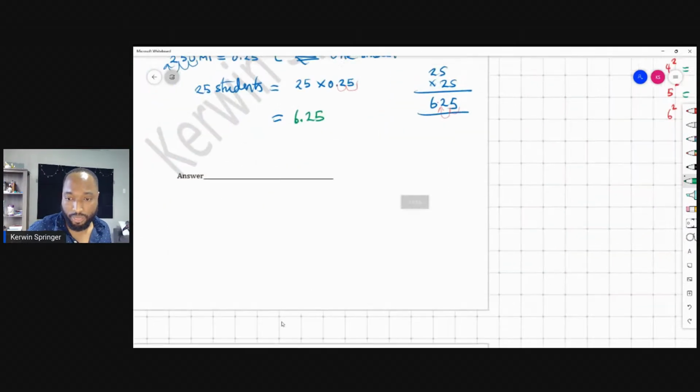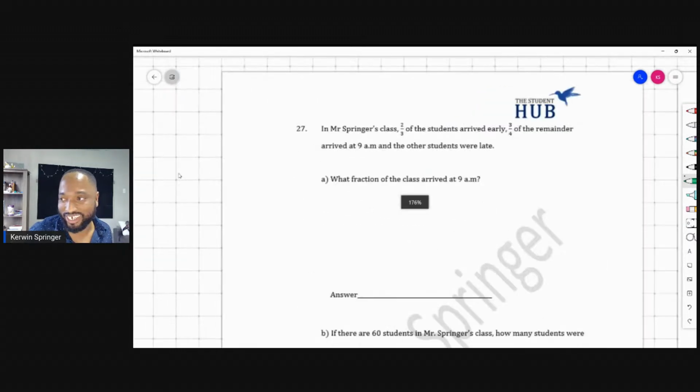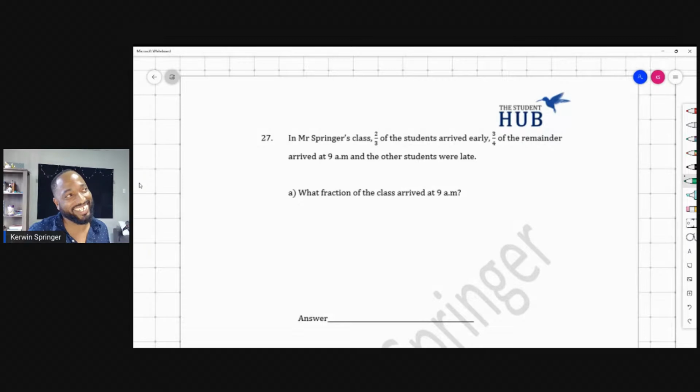All right, let's go. In Mr. Springer's class, 2/3 of the students arrived early. 3/4 of the remainder arrived at 9 a.m. And the other students were late. What fraction of the class arrived at 9 a.m.? Well, 2/3 of the students arrived early, 3/4 of the remainder arrived at 9 a.m. and the other students were late. What is happening here? I'm seeing a way to do this.